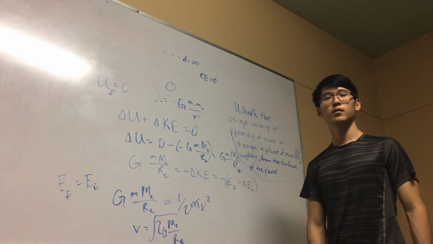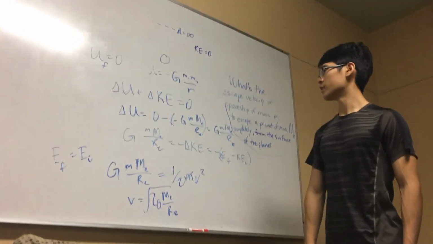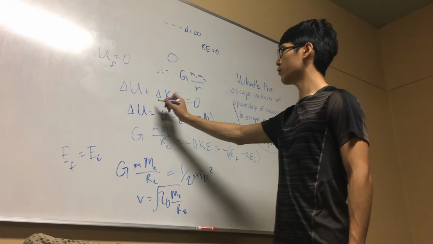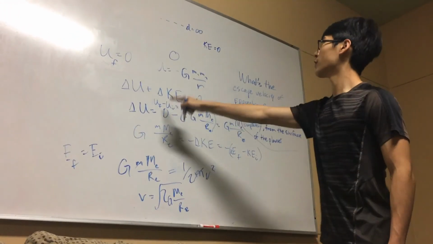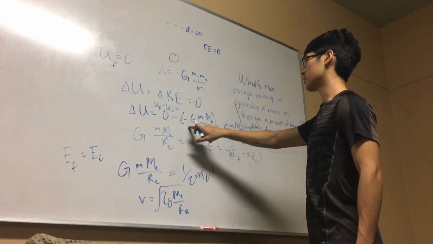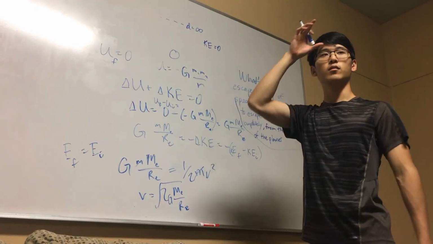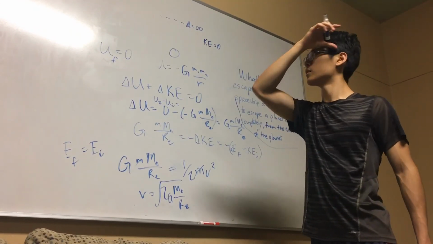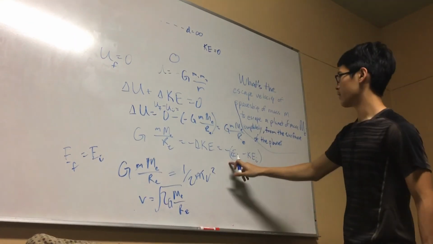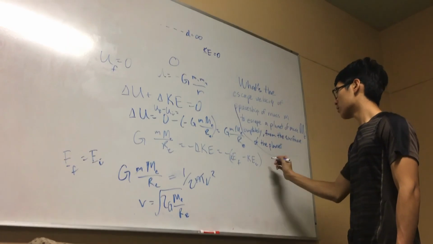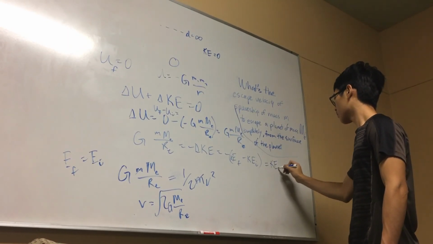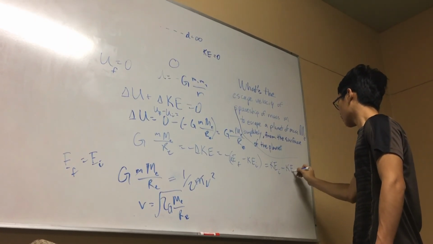Wait, how did you get to 0 minus negative G? This is just the change in potential energy, U final minus U initial. U final is going to be at 0, and U initial is just going to be this negative number. That's just the equation for potential energy. And then we have this is equal to negative change in kinetic energy, and the change in kinetic energy is KE final minus KE initial.